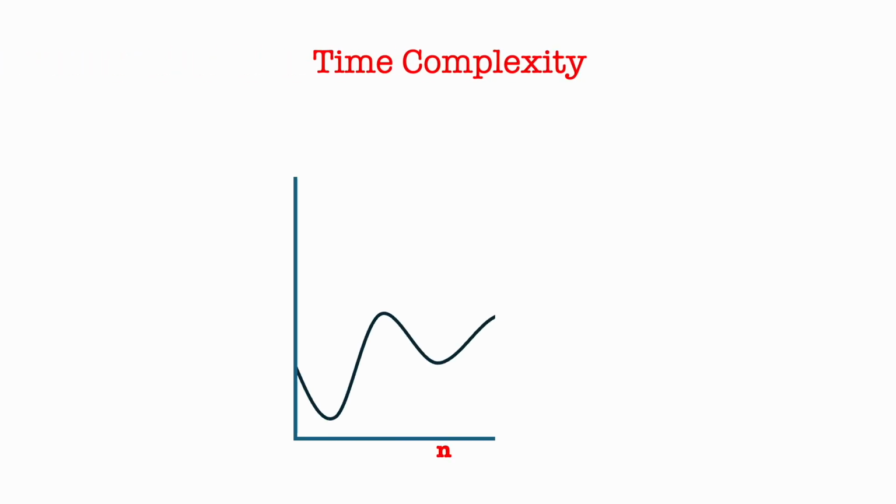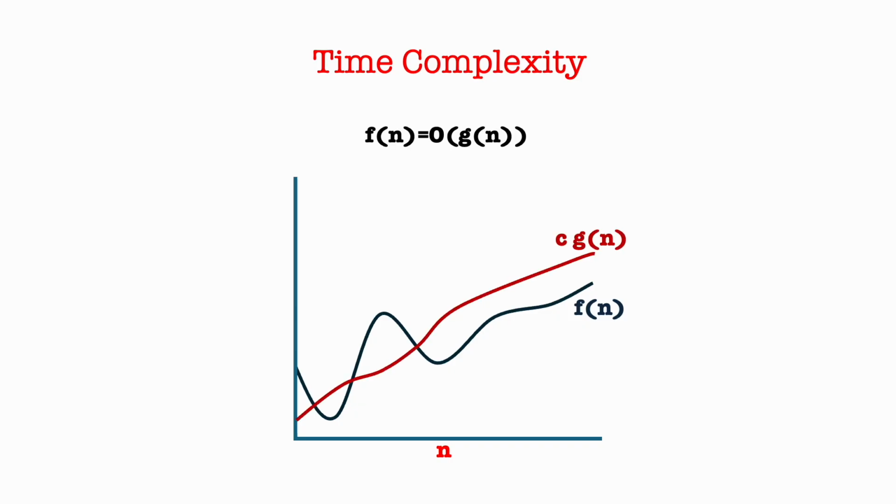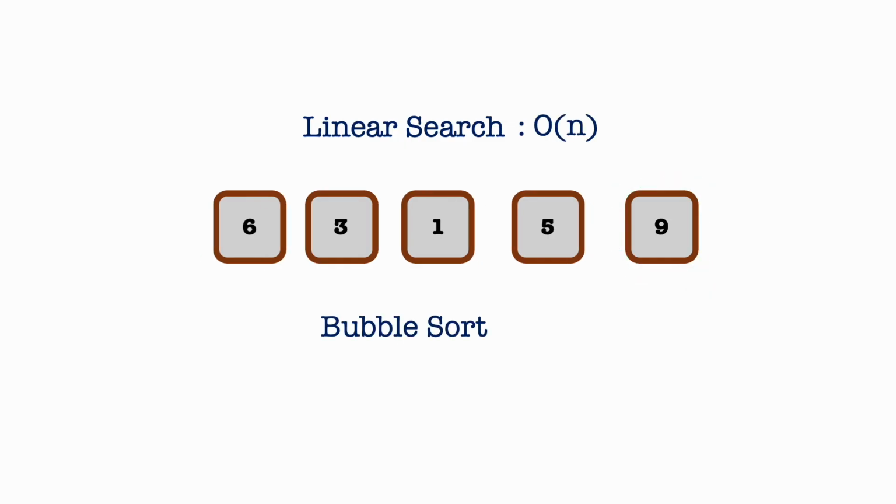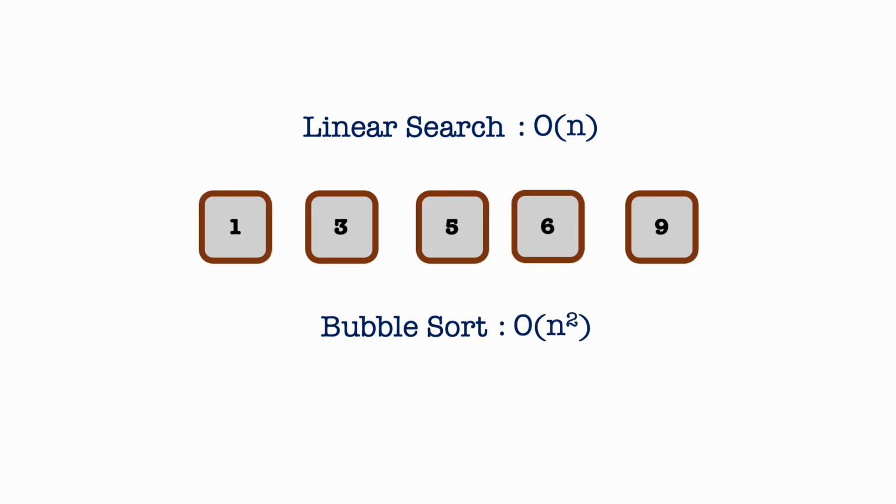Time complexity is a way to measure how the runtime of an algorithm grows as the input size increases. We usually express this with big O notation. It tells us the upper bound of the algorithm's running time, so we know how much time it will take as the input gets bigger. For example, searching for an element in an array of n elements takes order of n time. In the worst case, you might have to look at every element. Sorting n elements with bubble sort takes order of n squared time in the worst case.